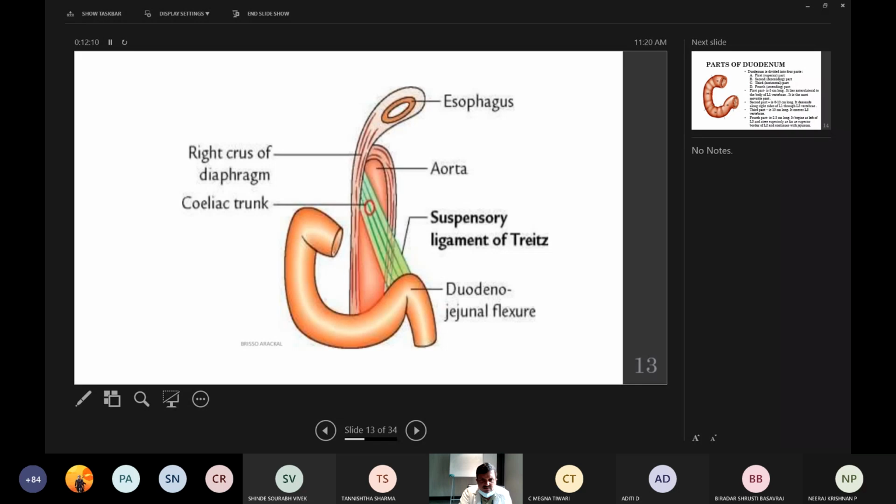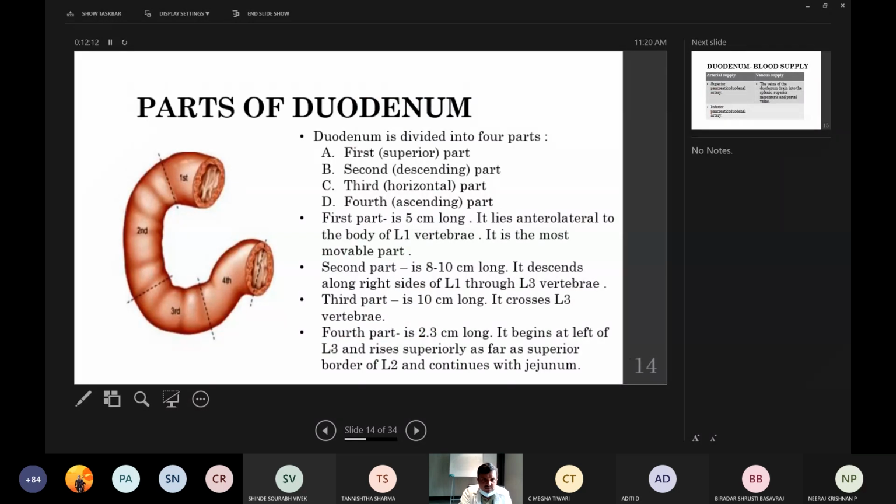This we will see after. Now, parts of the duodenum. This is the shape of the duodenum. This is the first part, this is the second part, third part, and fourth part. Total length of the duodenum is 25 centimeters. Remember, it is retroperitoneal. Only the proximal part of the duodenum is suspended by the lesser omentum and greater omentum. The remaining part of the duodenum is fixed and retroperitoneal. It is the shortest, widest, and most fixed part of the small intestine. Hence, the duodenum is divided into four parts.